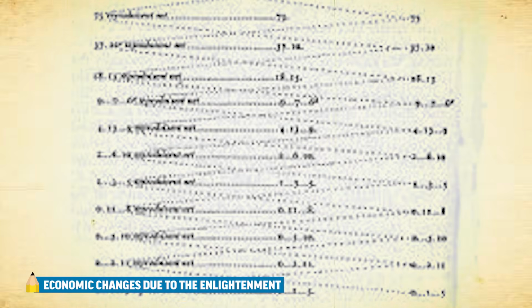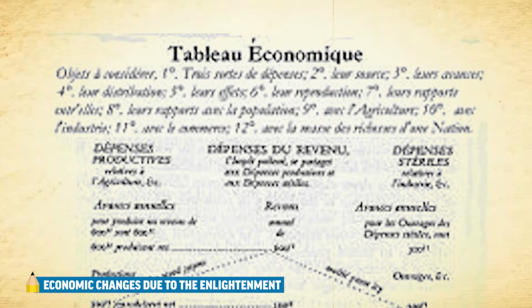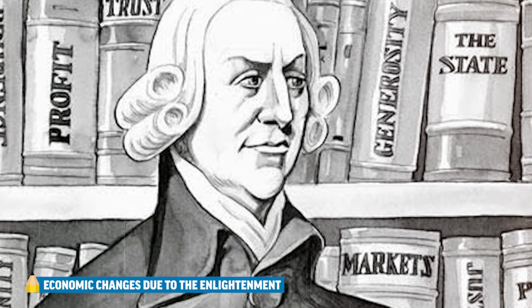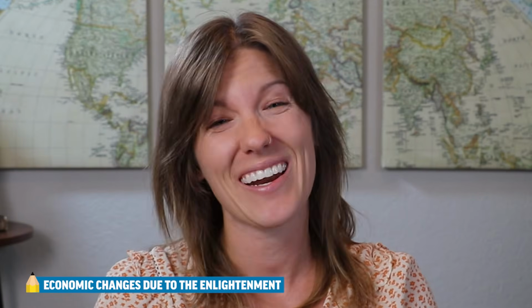Physiocrats favored free trade and open markets and believed that mercantilist policies, by restricting trade, violated the natural laws of economics. Scottish thinker Adam Smith followed in the physiocrats' footsteps and espoused free trade and a free market, outlining capitalistic economic policies.